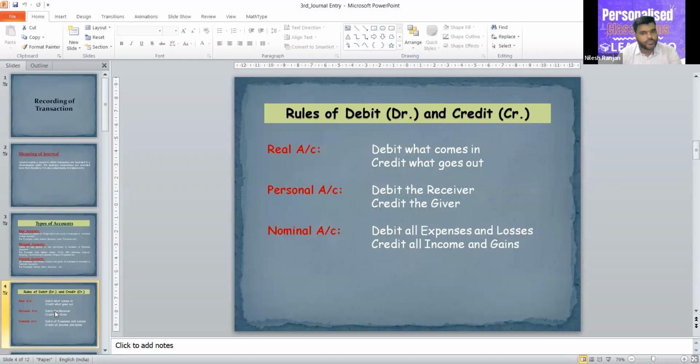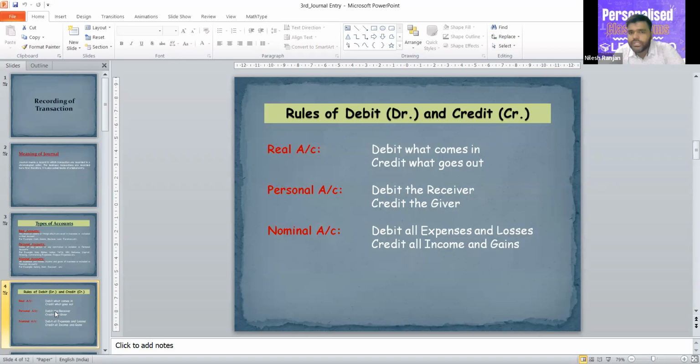Debit what comes in and credit what goes out. Real account: debit what comes in and credit what goes out. Personal account: debit the receiver, credit the giver. And nominal account: debit all expenses and losses, credit all income and gains.